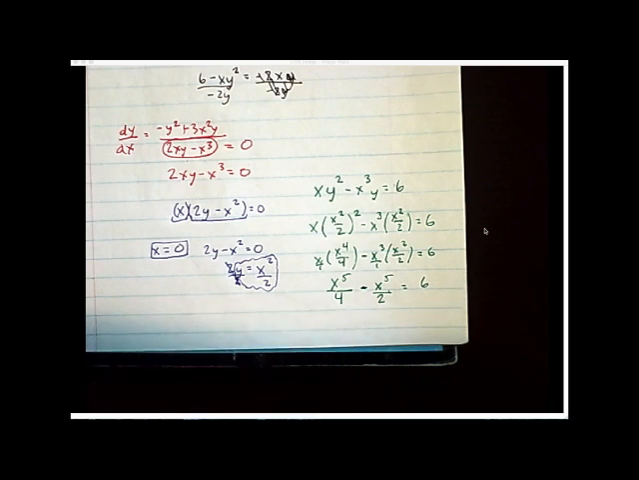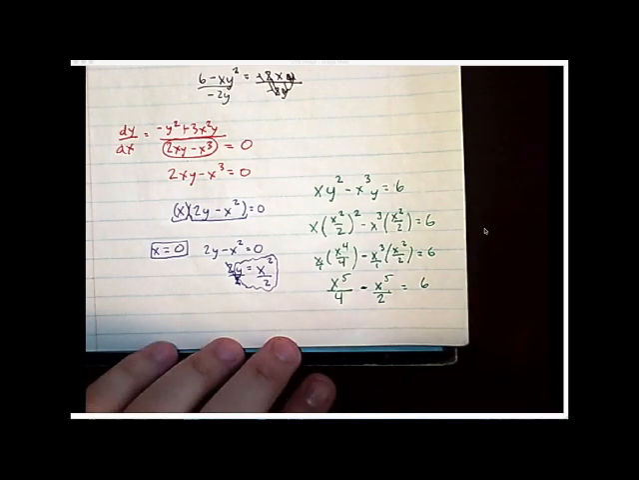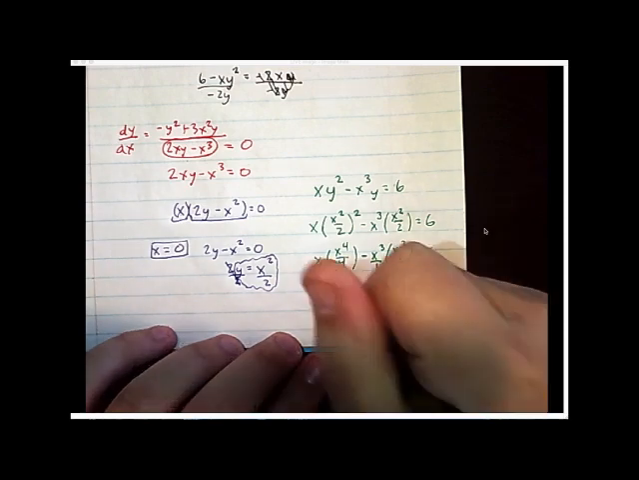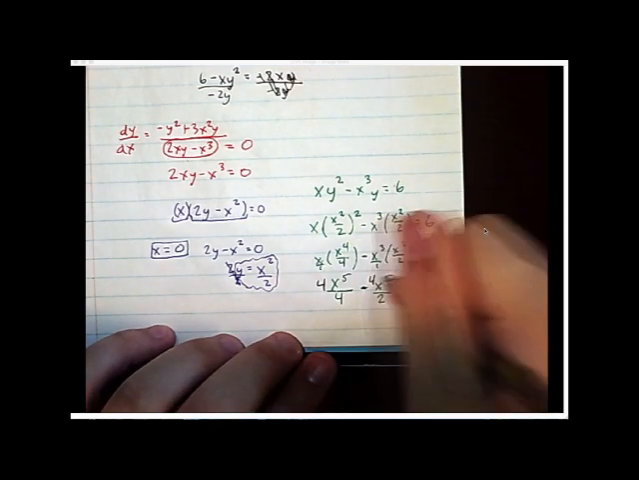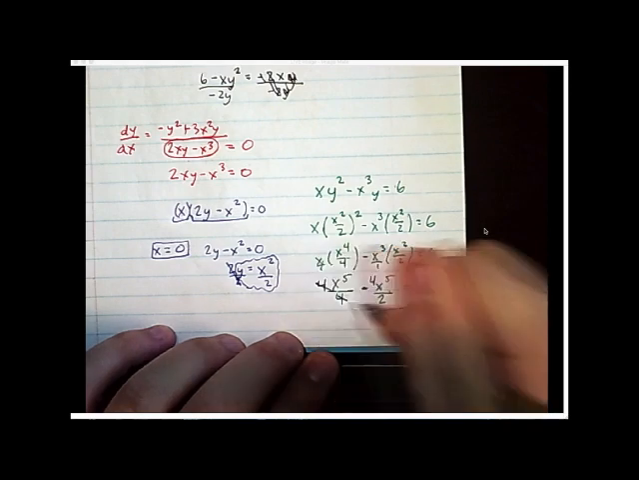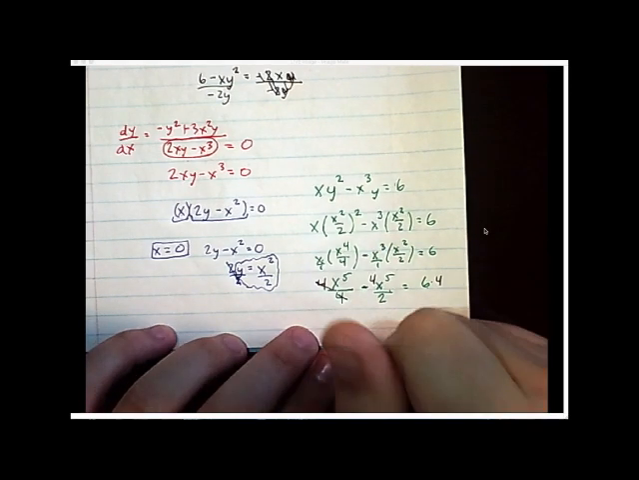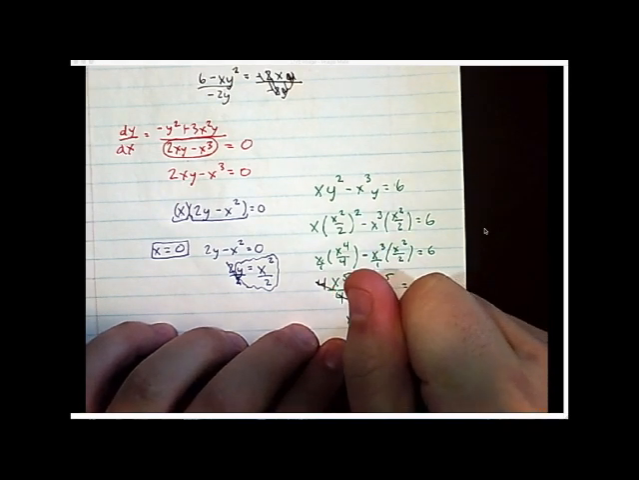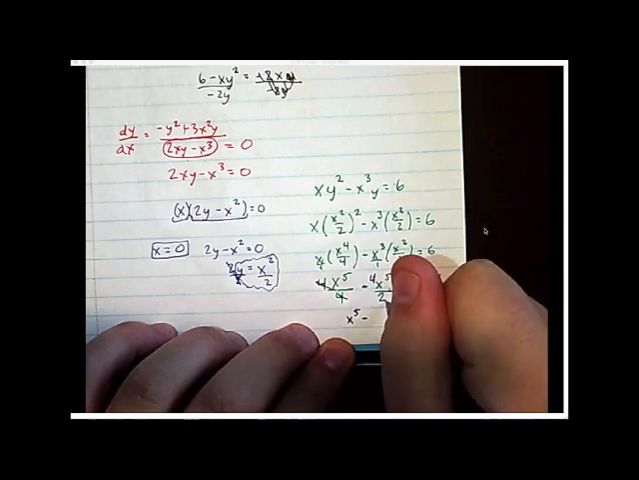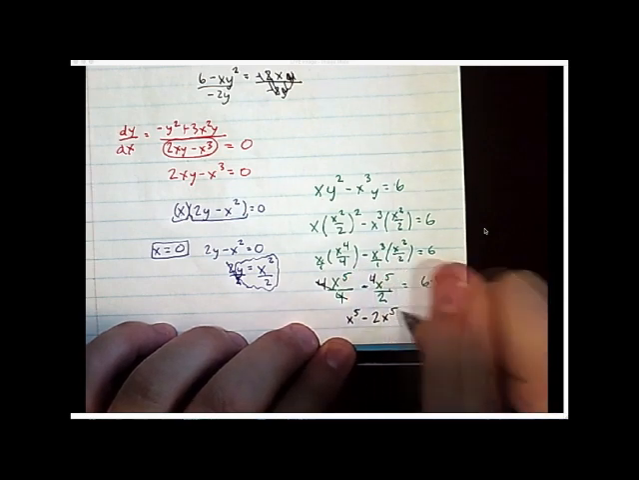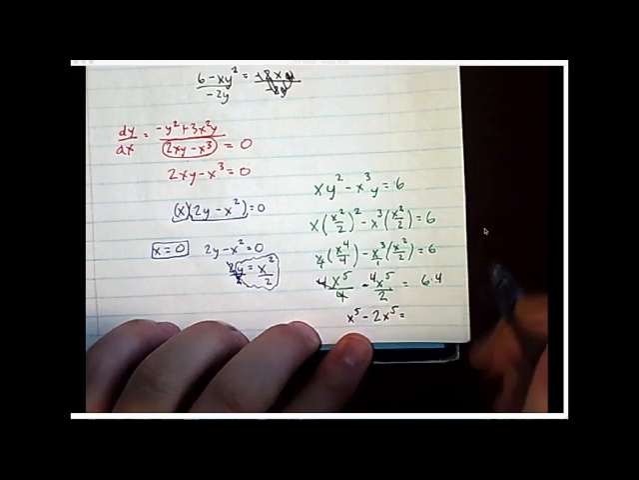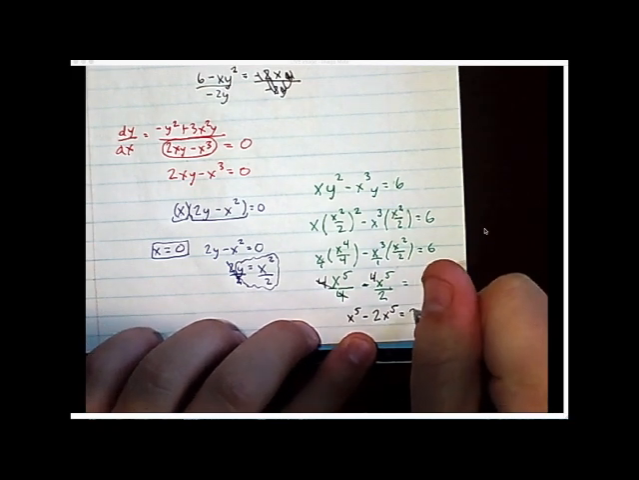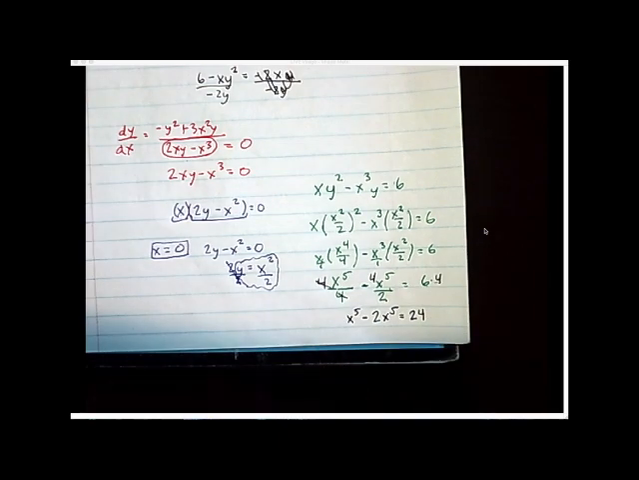We can make this problem a little bit nicer. Let's clear our denominators. Let's multiply every term by 4. That's going to get those to cancel out. So here I have an x to the 5th minus 4 over 2 becomes 2, x to the 5th. 6 times 4 equals 24. So that's what I have now.